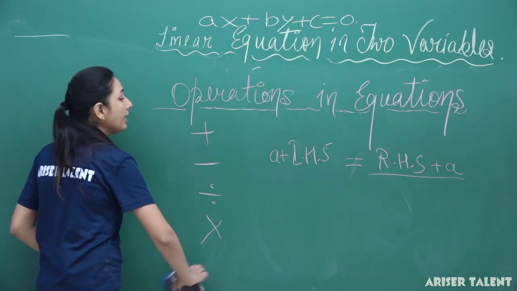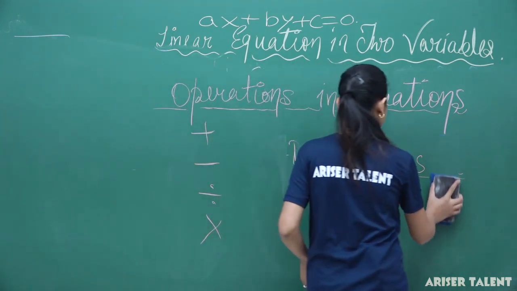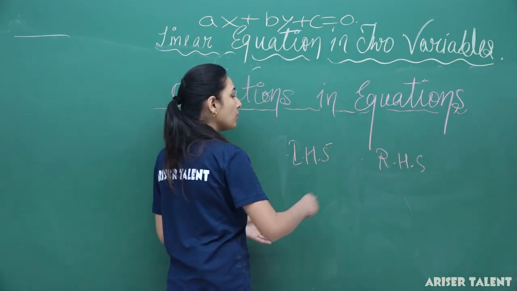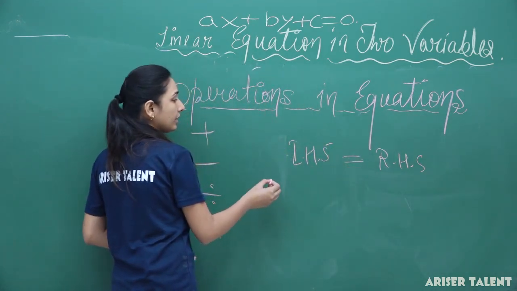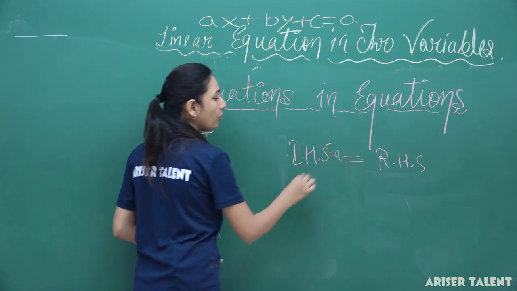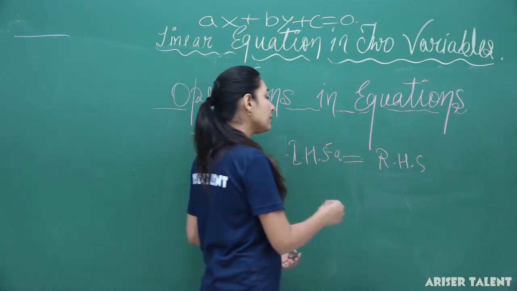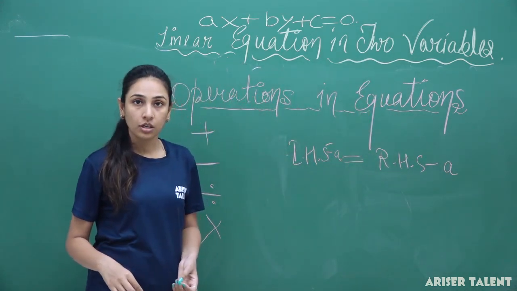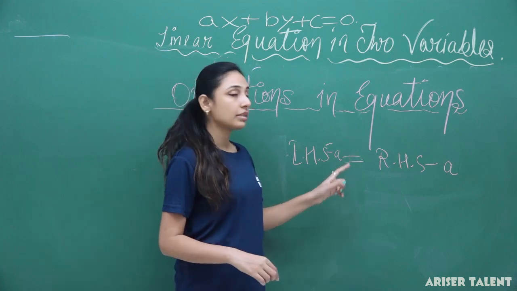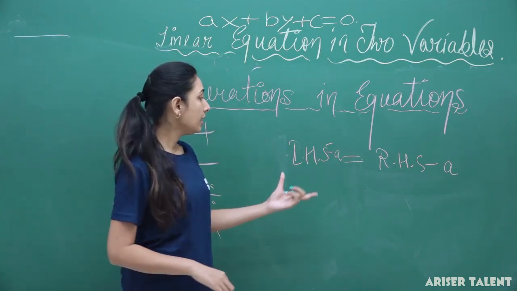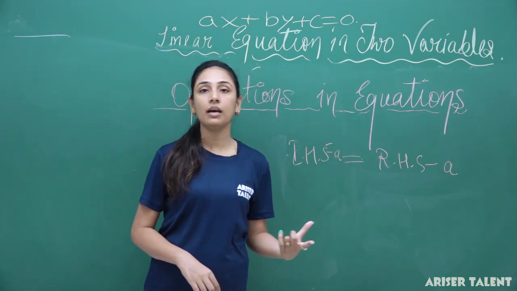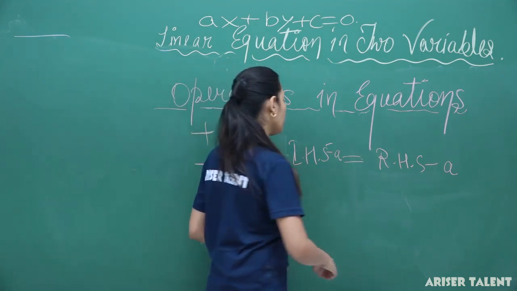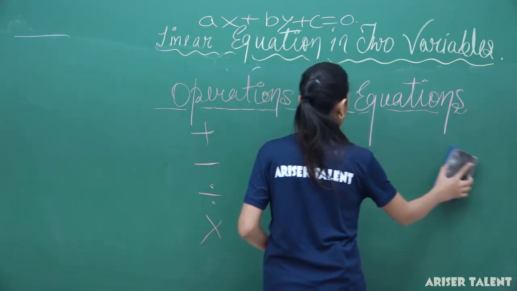Similarly, if LHS equals to RHS and I subtract something from LHS, and the same value I also subtract from RHS, then also this equation sign will not bother. That means this LHS will remain equal to the RHS and RHS will be equal to the LHS. That will not even bother.